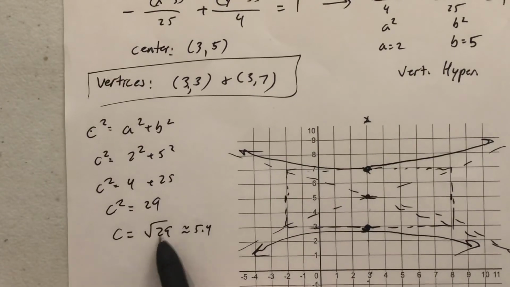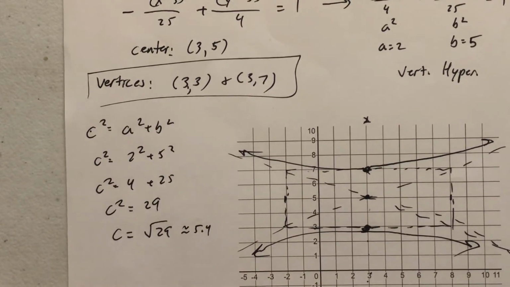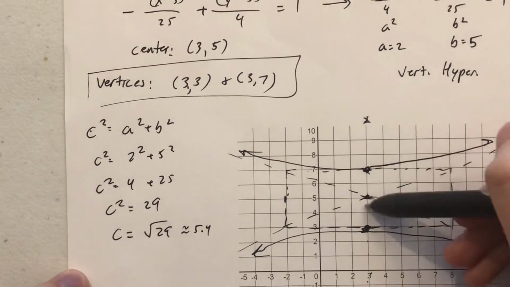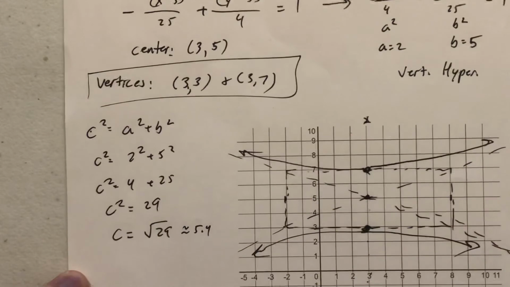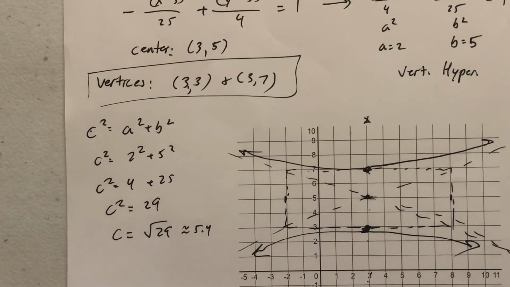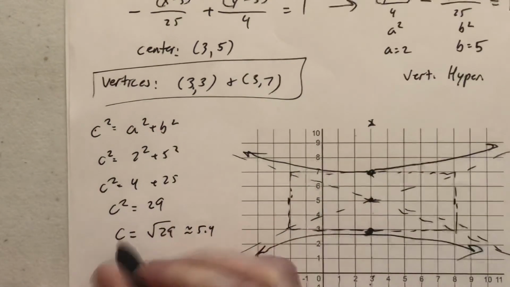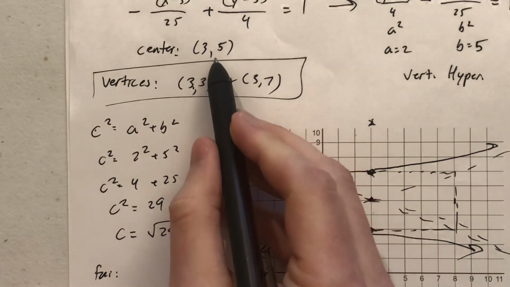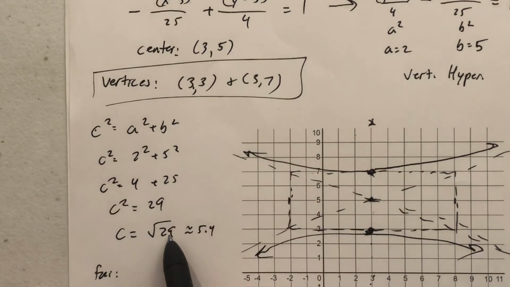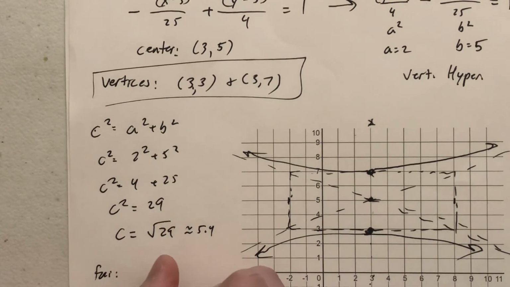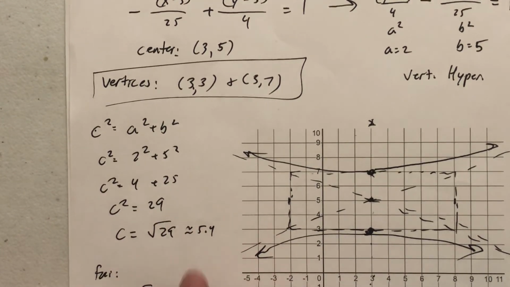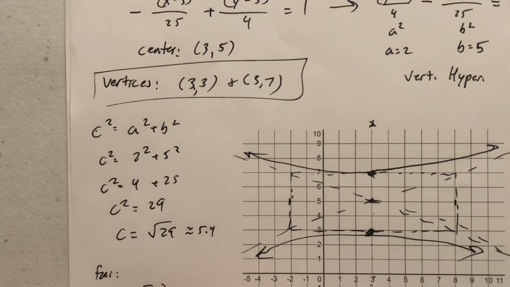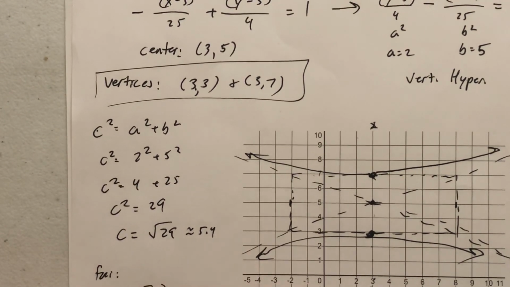But with that c value, again, specifically with the exact value of square root of 29, we know that we are adding and subtracting it to the center y coordinate, right? We need to go up and down here, above and below. So with that, we need our foci to be the center of 3, 5, but then add and subtract this to the y value. So 3, 5 plus root 29, and 3, 5 minus root 29.